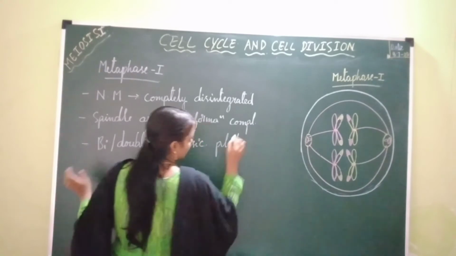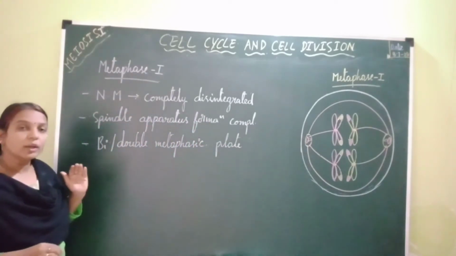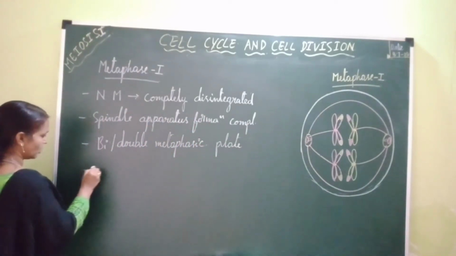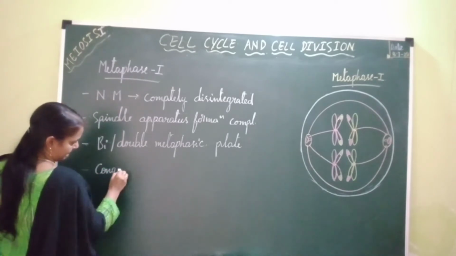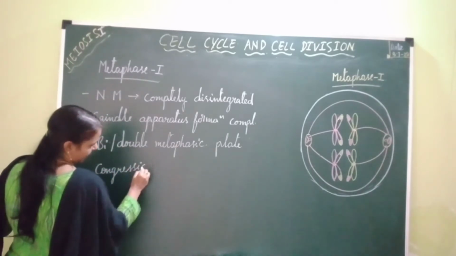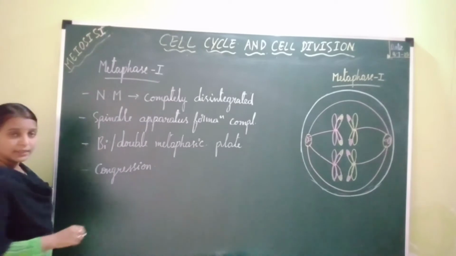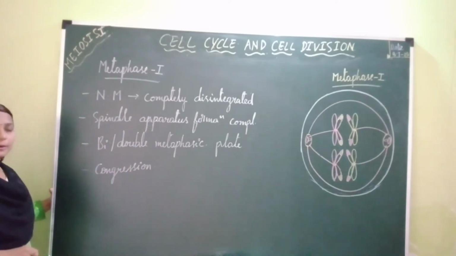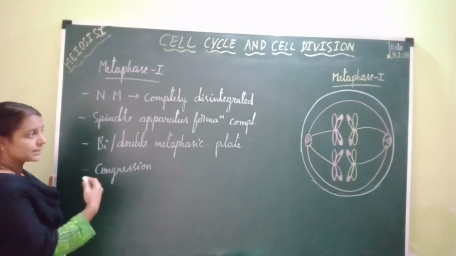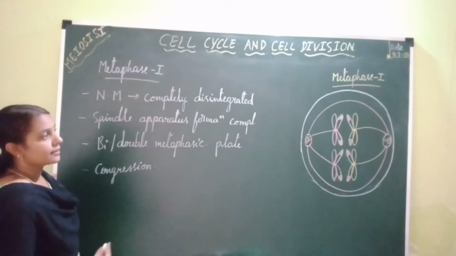And the movement of these chromosomes towards the center of the cell or equator of the cell is called congregation. So these are the changes that occur during Metaphase-I. After Metaphase-I, what happens? The cell next enters into Anaphase-I.